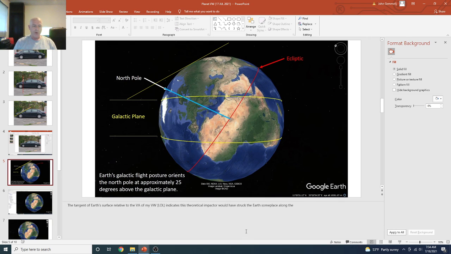The tangent of Earth's surface relative to the vertical angle, VA, of my planet VW, laugh out loud, indicates this theoretical impactor would have struck the Earth someplace along the... I should have put a... Okay, so basically the reason was at this particular screen set, you'll notice I didn't have any of the longitude or latitude lines on the planet given, so I couldn't finish the sentence.